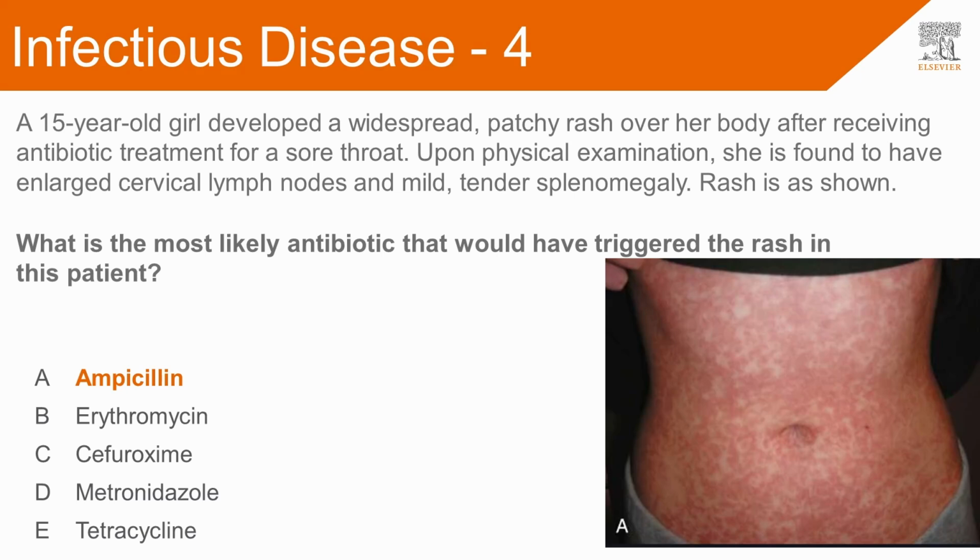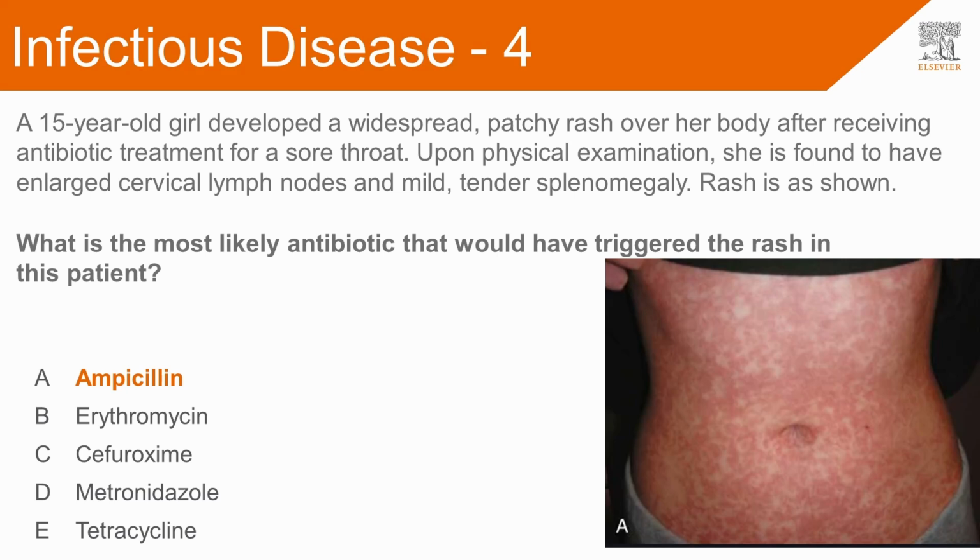So the correct answer, if you've chosen it, is option A, which is ampicillin. So have a think about what could be the possible causes for this particular patient with a widespread patchy rash in a patient with lymphadenopathy and splenomegaly after a course of antibiotics.